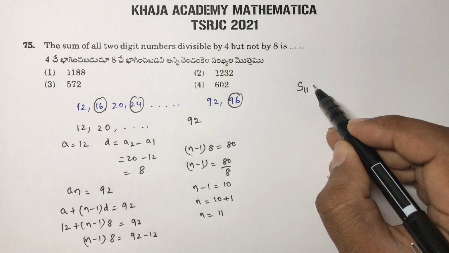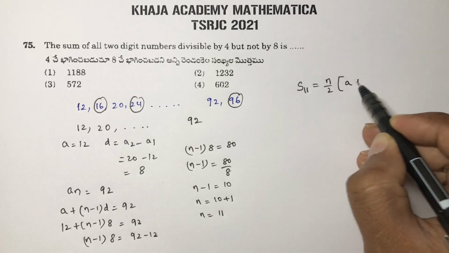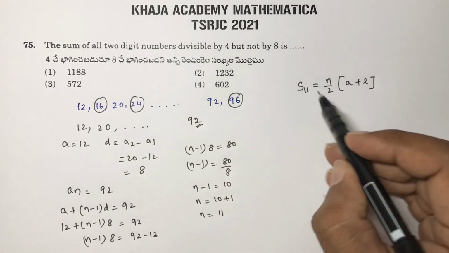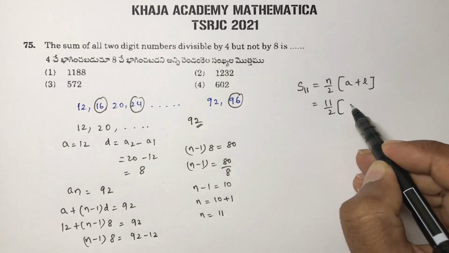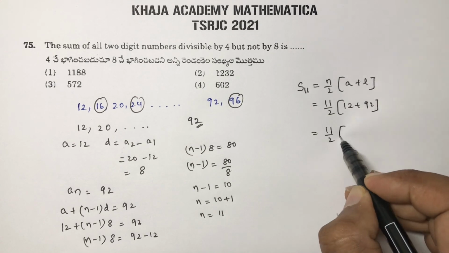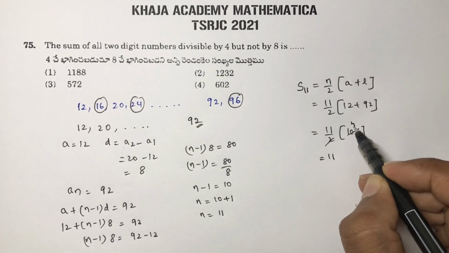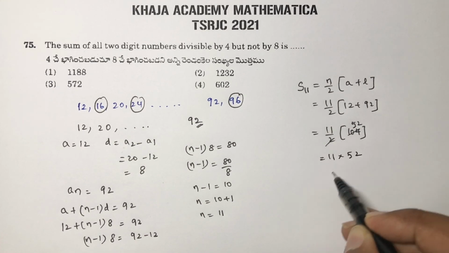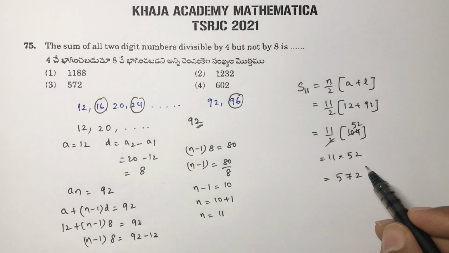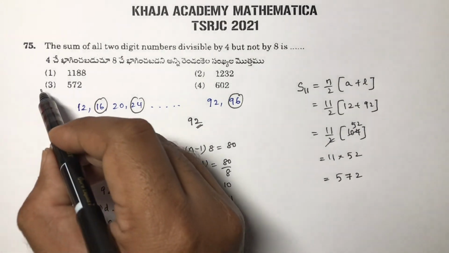Now we need to find S11. To find S11, the formula is n by 2 into (a plus l). I'll use this formula because I have the last term. The last term is 92. So 11 by 2 into (12 plus 92). 11 by 2 into 104, 2 times 1, 2 times 52. So 11 times 52: 5, 2, 5 plus 2 is 7, so 572. So the sum of all 2-digit numbers divisible by 4 but not by 8 is 572. The correct option is 3.